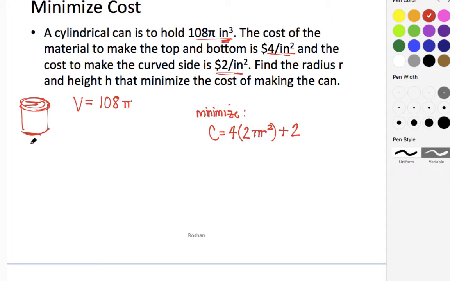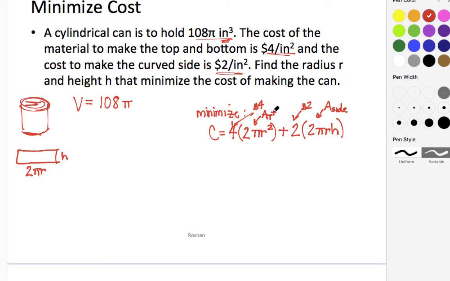And what is the siding? Remember how we did this and we rolled the thing out, like if you had a label on a can, and this side length is this round part, which is the circumference, which is 2 pi r, and then this is just the height of my can. So the area would be 2 pi r h, right? So $2 is the $2 here, and this is the area of my side. And this is the $4, and this is the area of my top and the area of my bottom. So that's how I come up with that cost equation.